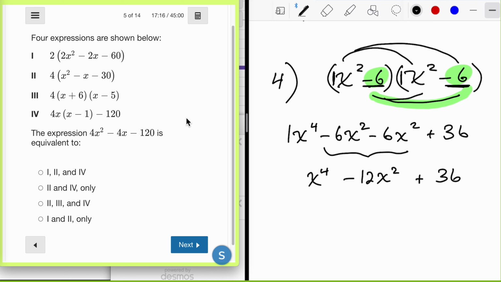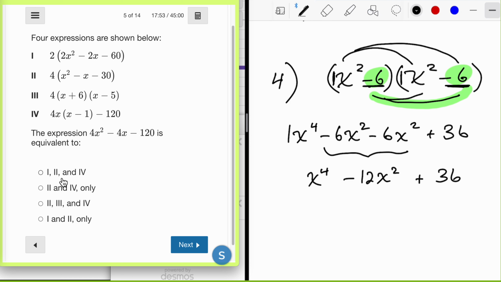I'll just talk you through this one. If you distribute the 2, you're going to get 4x squared minus 4x minus 120. So Roman numeral 1 is good. If you distribute the 4 in Roman numeral 2, you're going to get 4x squared minus 4x minus 120. So Roman numeral 2 is good. That means we're eliminating these two choices, because they don't include Roman numeral 1, which we know is going to be correct.